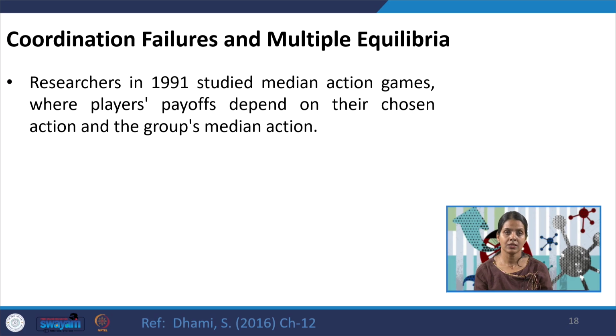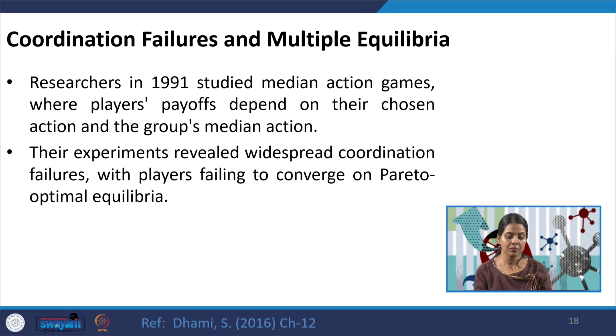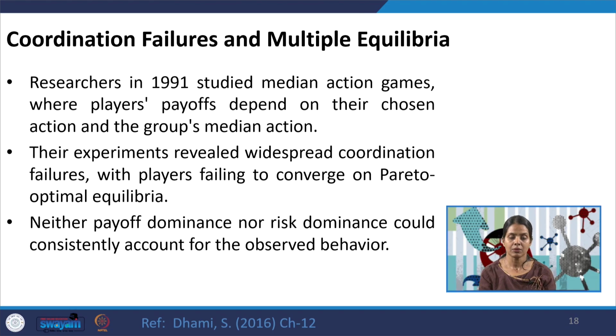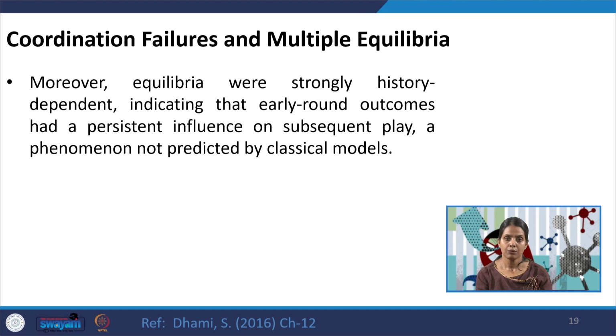Researchers in 1991 studied median action games where players' payoff depended on the chosen action and the group's median action. Their experiments revealed widespread coordination failures, with players failing to converge on Pareto optimal equilibria. Neither payoff dominance nor risk dominance could consistently account for the observed behavior. Moreover, equilibria were strongly history dependent, indicating that early round outcomes had a persistent influence on subsequent play, a phenomenon not predicted by classical models. So, again, human behaviors are influenced by past and future events.